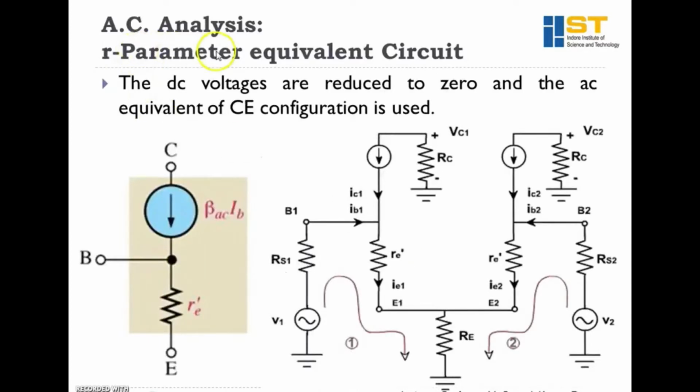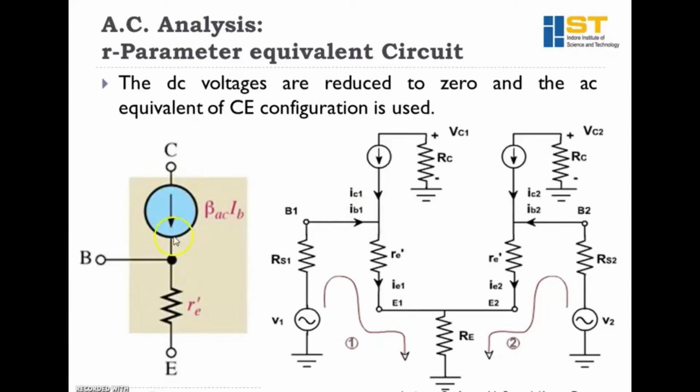Now AC analysis. To get the AC analysis of the transistor, the first thing we have to do is ground the DC supplies, and for calculating the AC analysis, we have to take the r parameter equivalent circuit of the transistor. In the r parameter equivalent circuit, wherever there is a transistor, we have to replace that transistor circuit with this circuit.